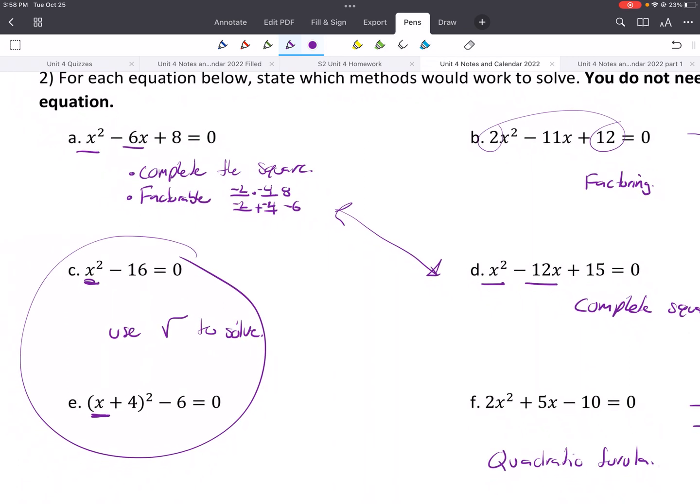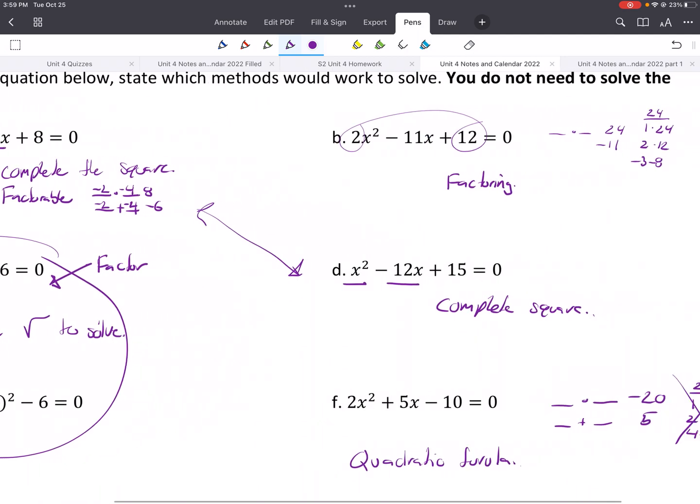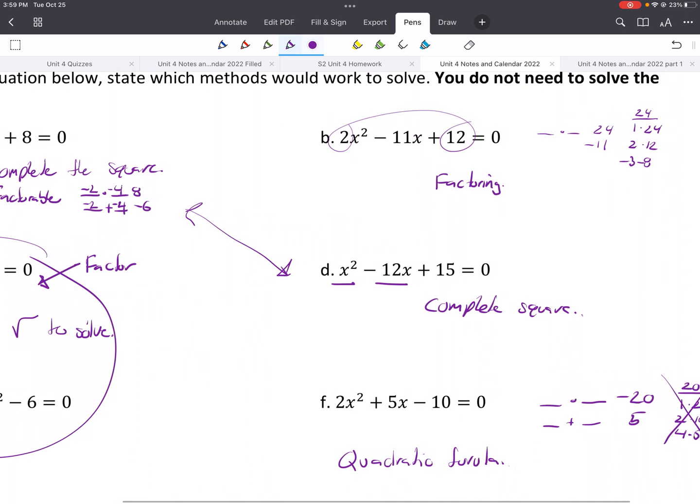C, you could factor. I guess maybe it's just this one. This is the difference of squares, so we could factor. What else do we got? Okay, D can't be factored or use square roots to solve.